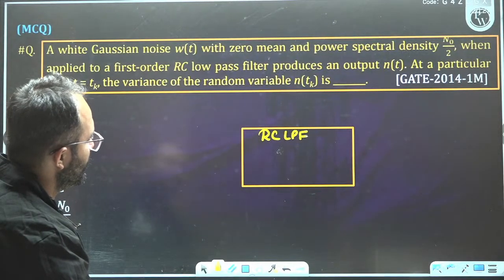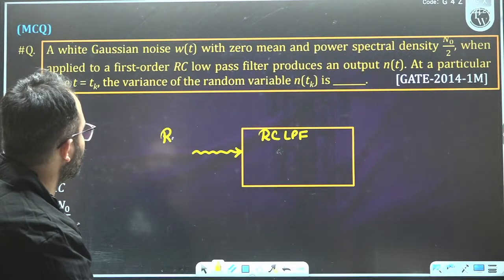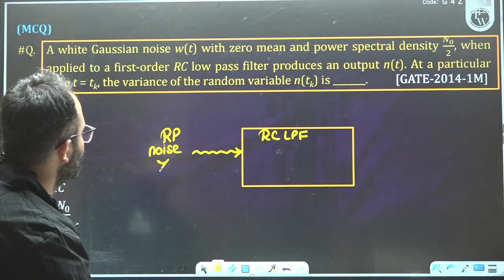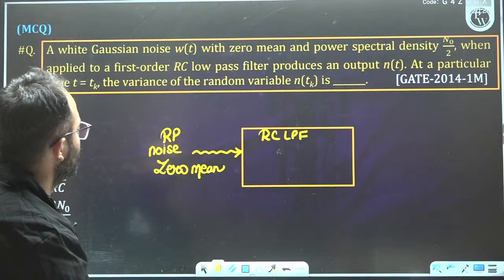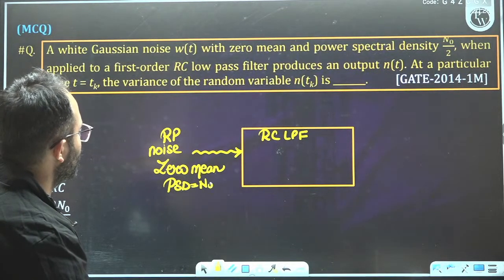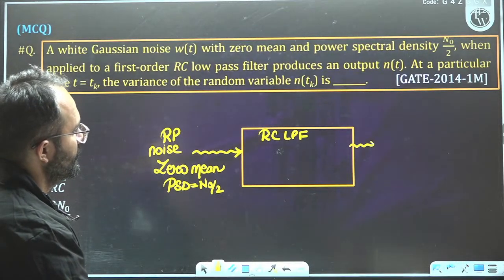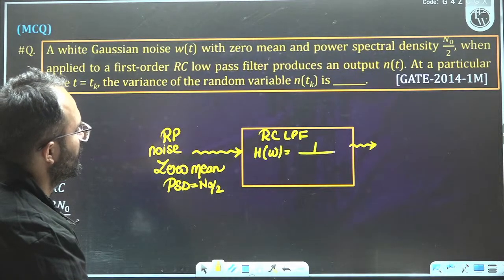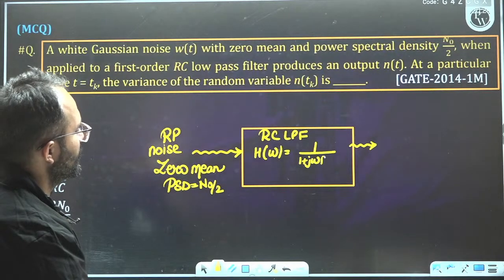RC low pass filter. You can see that the input is a random process, that is noise. It is zero mean. The power spectral density, remember that N0 by 2 is in hertz. H(omega) will be 1 upon 1 plus j omega RC.